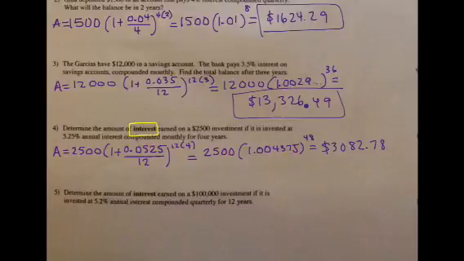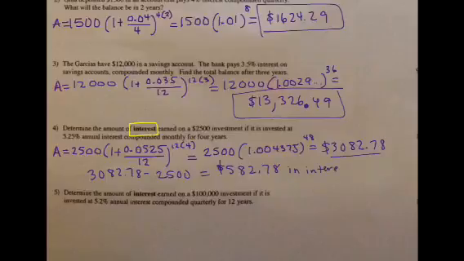Now the question is how much interest. So if you put in $2,500 and this is how much you have, the interest would be the difference. So you take 3,082.78 minus 2,500, and so the interest would be $582.78 in interest. Okay, so this is how much you've made in interest.